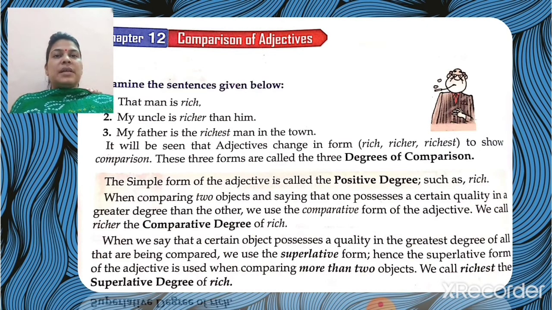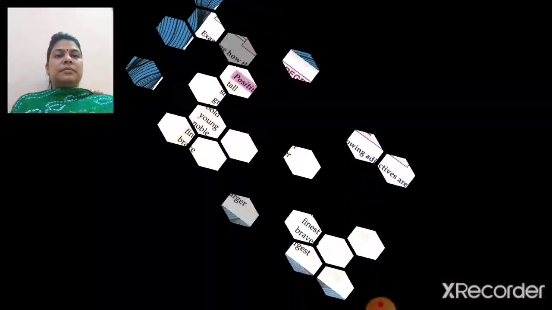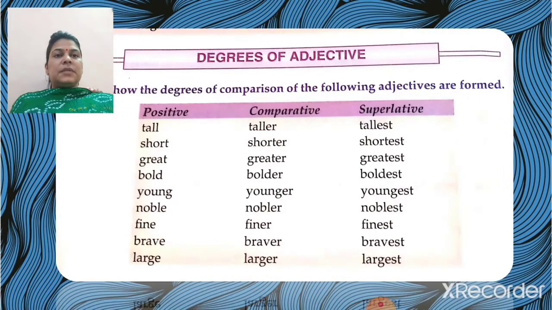Let us see a few examples. See the positive degree, the comparative degree, and the superlative degree. Tall is positive degree. He is a tall boy. Then we said that Ram is taller than Sham and Mohan is the tallest boy. So, short, shorter, shortest. Great, greater, greatest. You can see ER and EST. Bold, bolder, boldest. Young, younger, youngest.